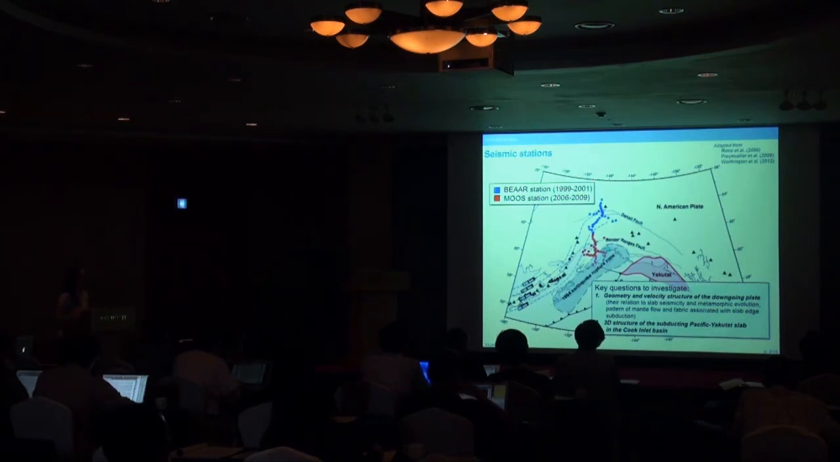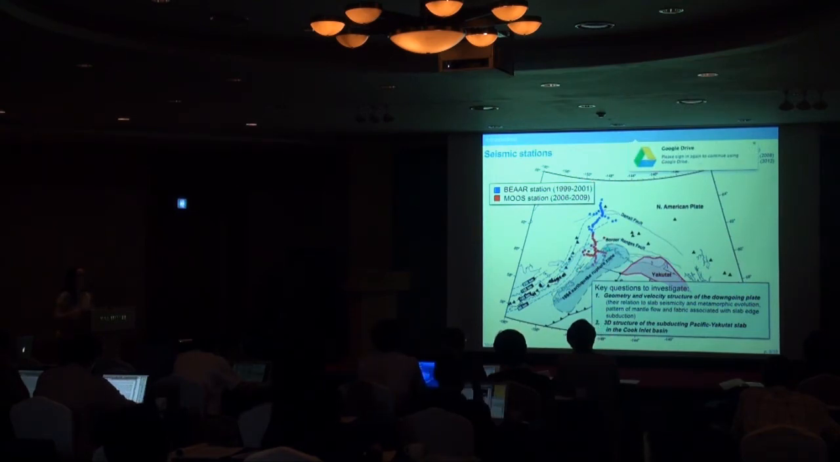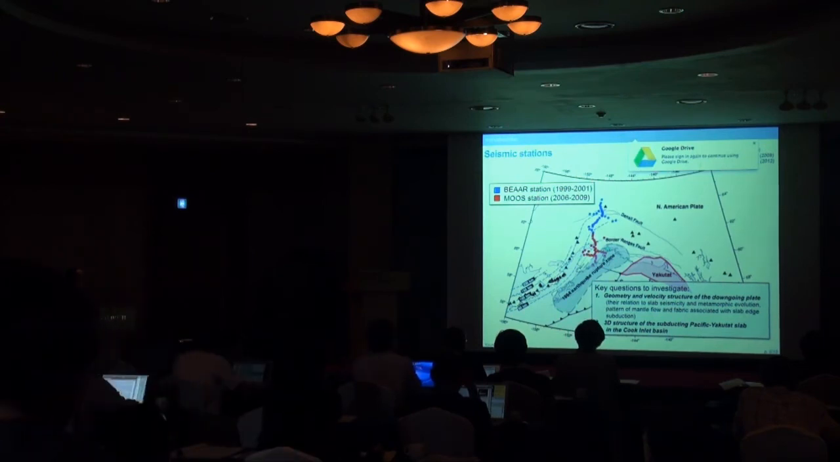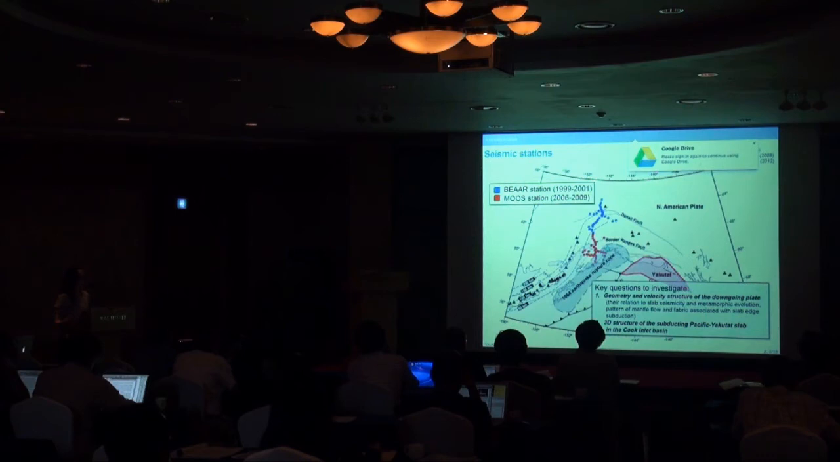Based on the GPS vectors and seismic tomography, the western edge of the Yakutat terrane lies somewhere here. But at the moment we don't have a good constraint on that, so we would like to provide better, tighter constraints on the location from our data set.